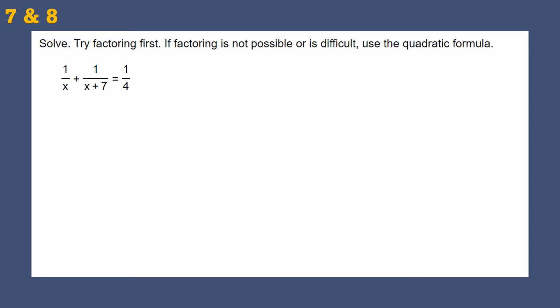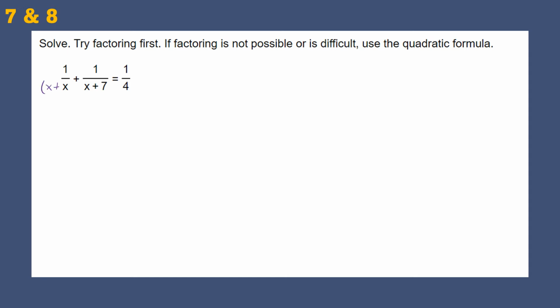On this problem, we want to solve, and it says try factoring first, which might seem weird, but then it also says if factoring doesn't work, use the quadratic formula, which also might sound weird if you notice this isn't a quadratic. You'll notice that this is a bunch of fractions. This is a rational equation, but the first thing we're going to do is make it no longer a rational equation. We're going to find the LCD, and we're going to multiply everything by the LCD. So let's try it.